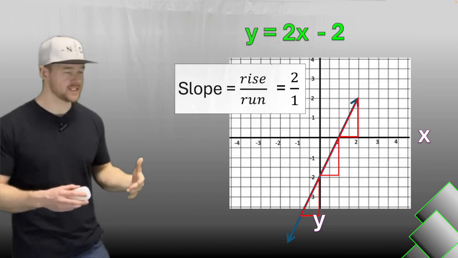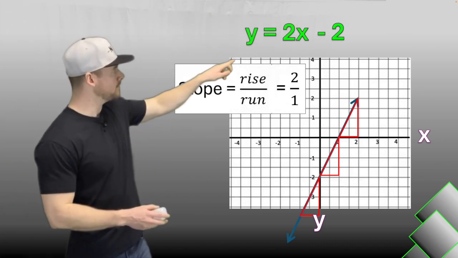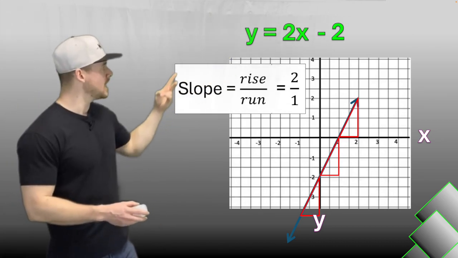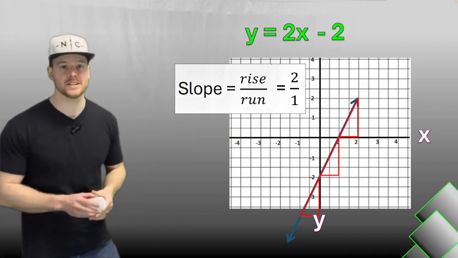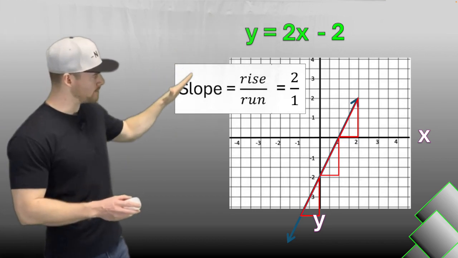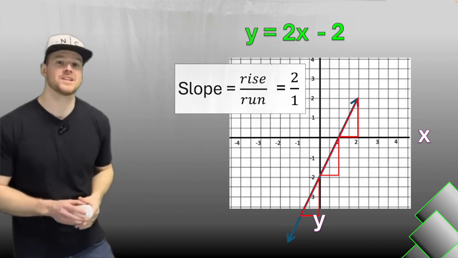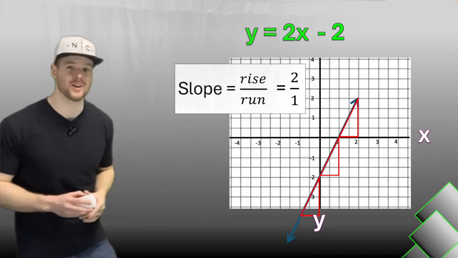Let's check some other points. If I put x is equal to 1, 1 times 2 is 2, minus 2 is 0, and when x is 1, y is equal to 0. So now that I've just described how much we lowered it by, this is the equation that describes the line, and that's really all there is to it.